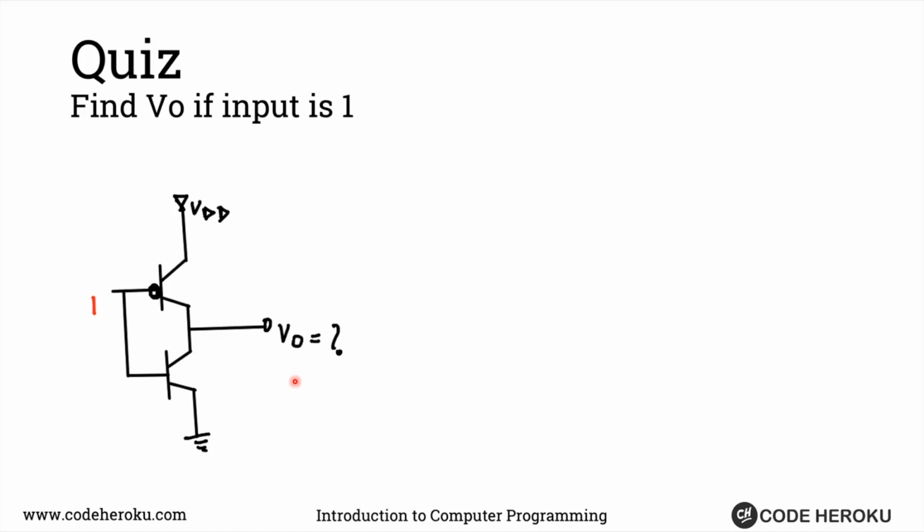Alright, so this brings us to our first quiz. We have two transistors over here, the inverted one and the normal one that we just saw. If you provide logic 1 as input over here, what will be the value of VO? Will it be 1 or 0?